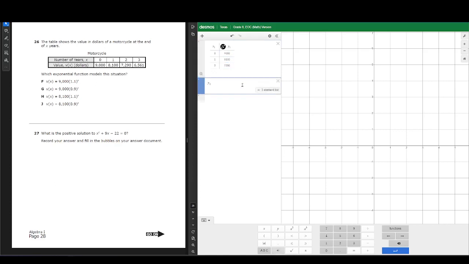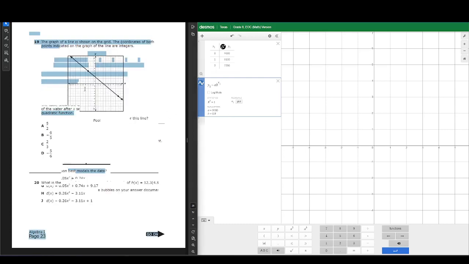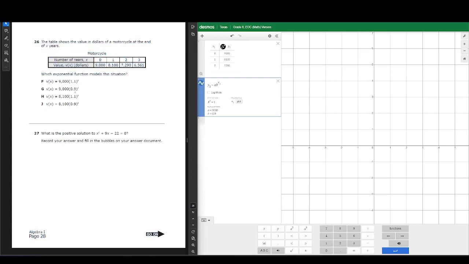We can do y1 is approximately ab to the x1. And we get a is 9 and b is 0.9. So since this is measured in thousands, a is 9,000 and b is 0.9. So a is 9,000, b is 0.9, so that gives us g.